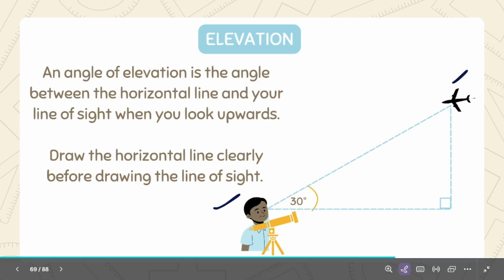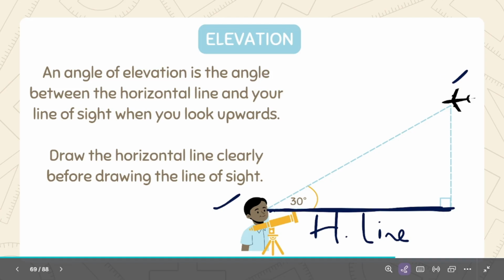So the first thing you should note is that there is a horizontal line, which is this. And this horizontal line signifies the boy looking straight. So if you are to keep your head straight and you are to look straight, this will result to this horizontal line. So this is the horizontal line when you are looking straight.